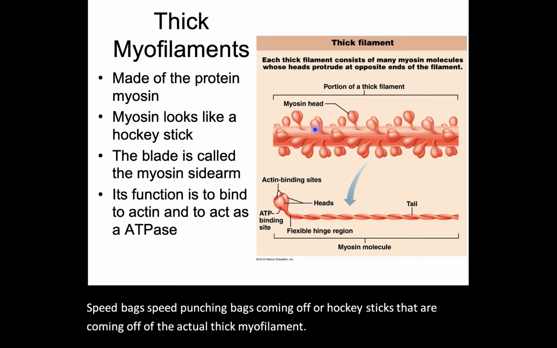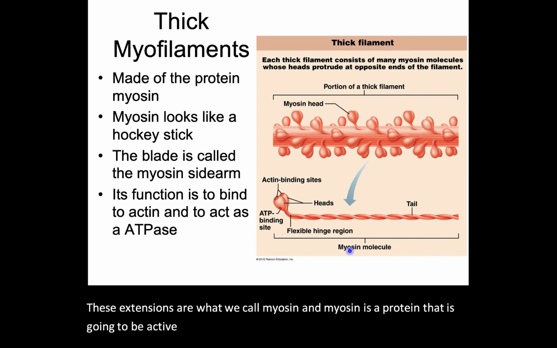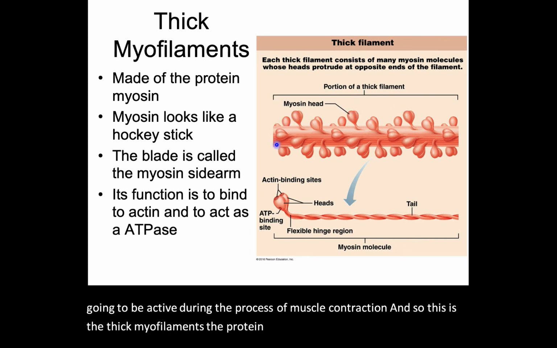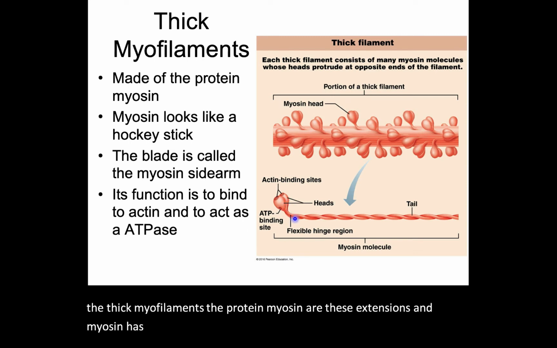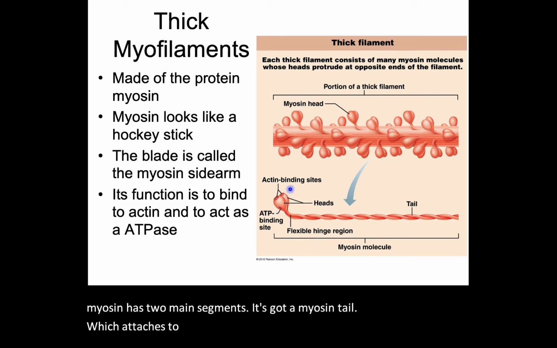These extensions are what we call myosin. And myosin is a protein that is going to be active during the process of muscle contraction. Right? And so this is the thick myofilament. The protein, myosin, are these extensions. Right? And myosin has two main segments. It's got a myosin tail, which attaches to the thick myofilament, and it's got a myosin head.